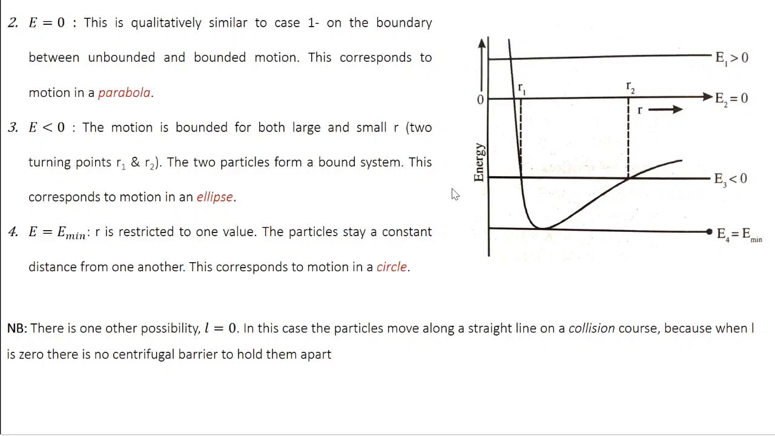So it has the closest approach point. Similarly, it has a farthest approach point, right? Beyond a particular distance, Earth cannot come closer to Sun. What happens? If it tries to come closer beyond that point, the repulsive centrifugal potential becomes dominant, and that will keep the Earth away from the Sun.